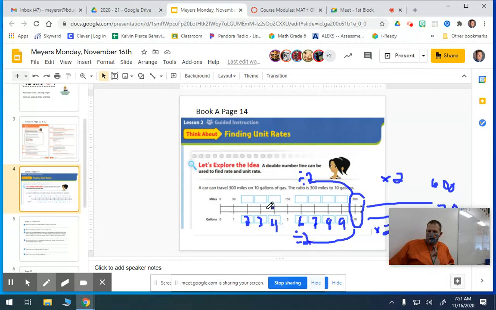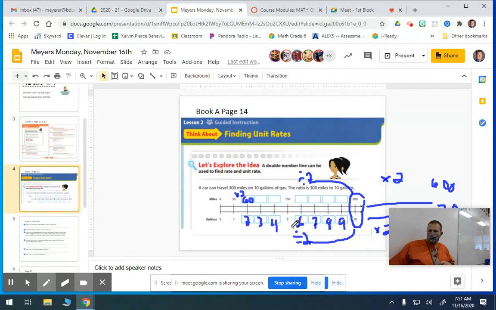gives us 5. Okay? Once we figure out how much 1 is, how can we figure out how much 2 is? Jose, what do you think? We can just times it by 2, right? So we can go 1 times 2. And so then what's 30 times 2? 60. Okay? And so the cool thing is once you find a unit rate, it makes it a lot easier to find some of these other ones.